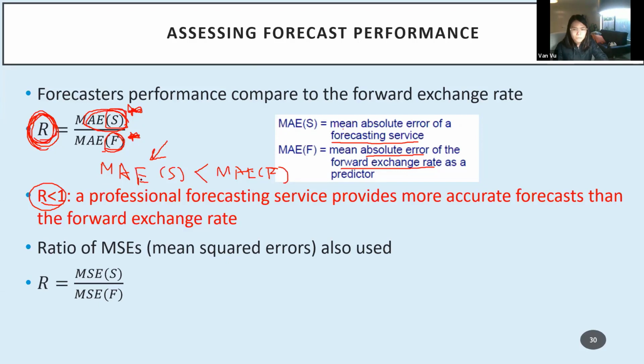Sometimes people also use the mean square errors. The idea is similar as well. When you compute the forecasting ratio using the mean square error, the decision is the same. You want to see a smaller R, which means that your forecasting technique has a smaller error relative to the forward exchange rate.